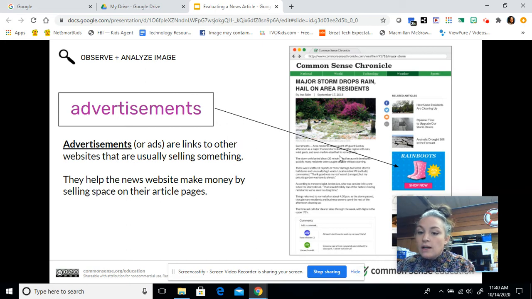They want us to click and buy. They're not teaching us anything with that. So that is just something to be aware of. Okay. And again, that is how a lot of online newspapers do make money, by selling those ads.